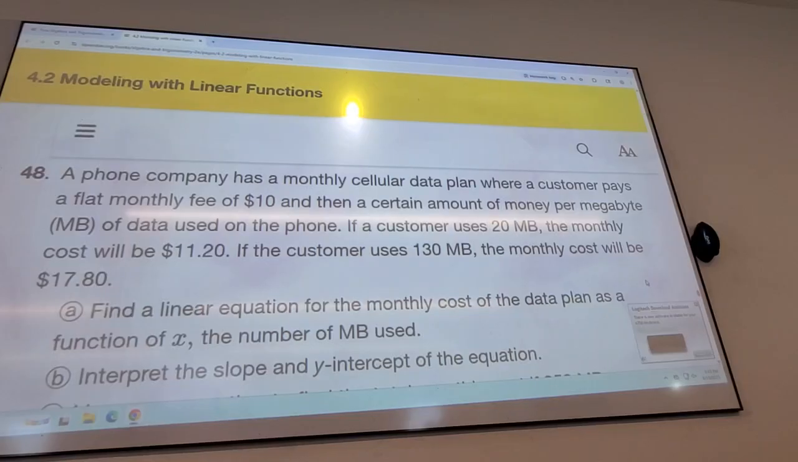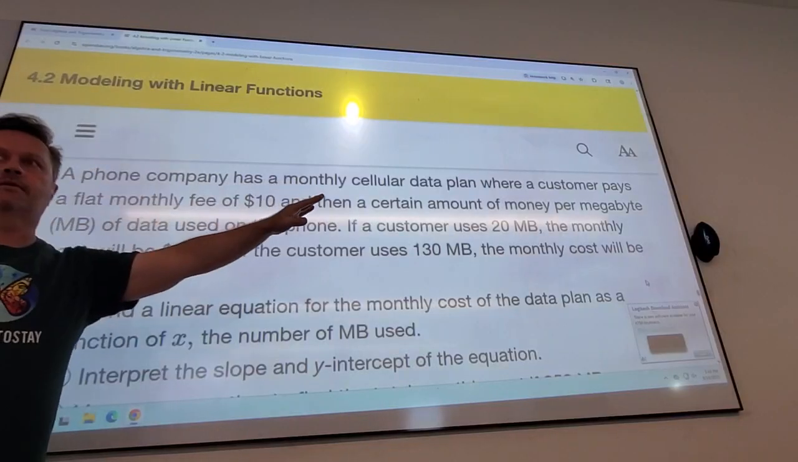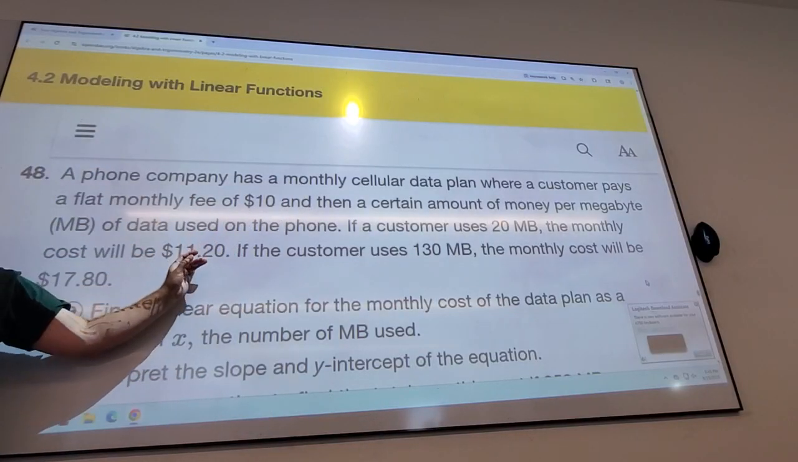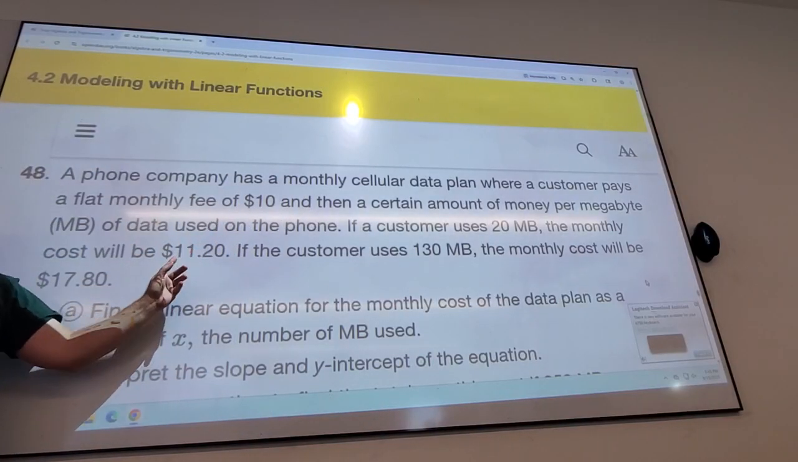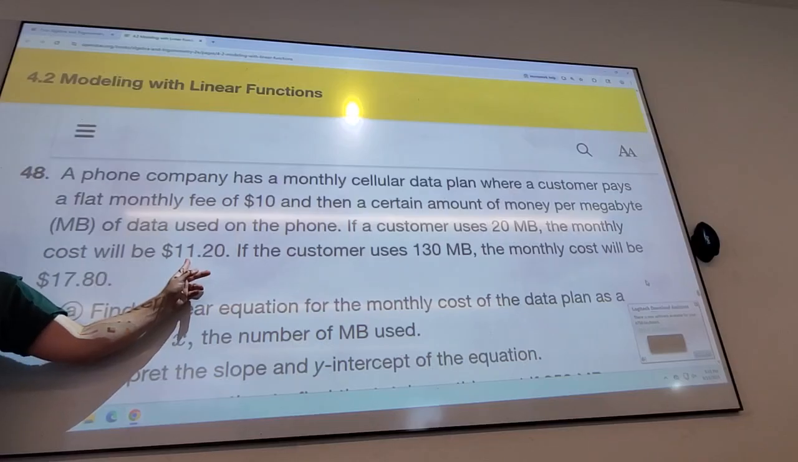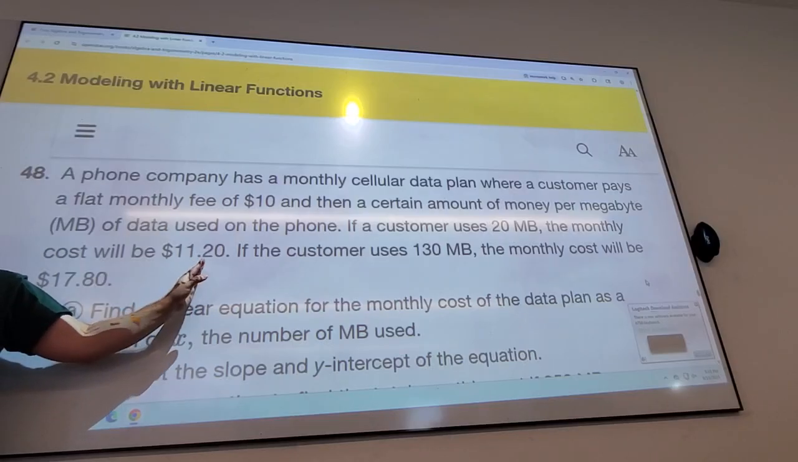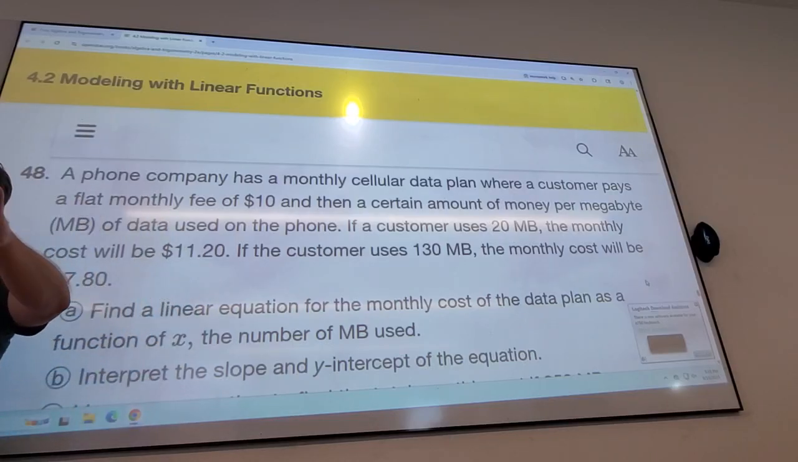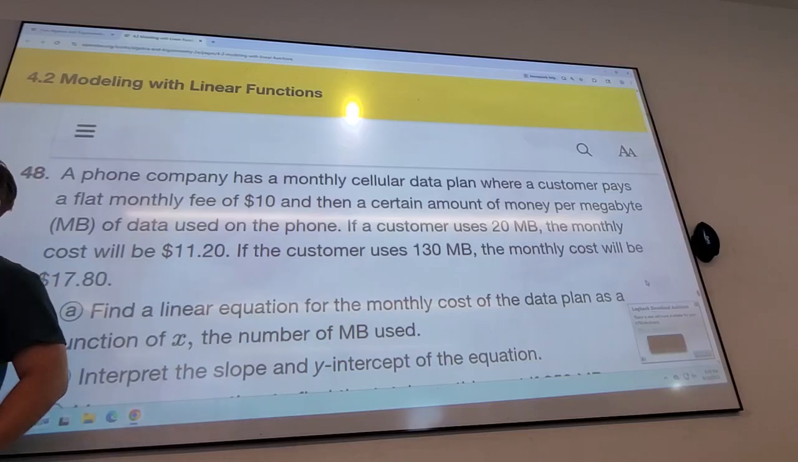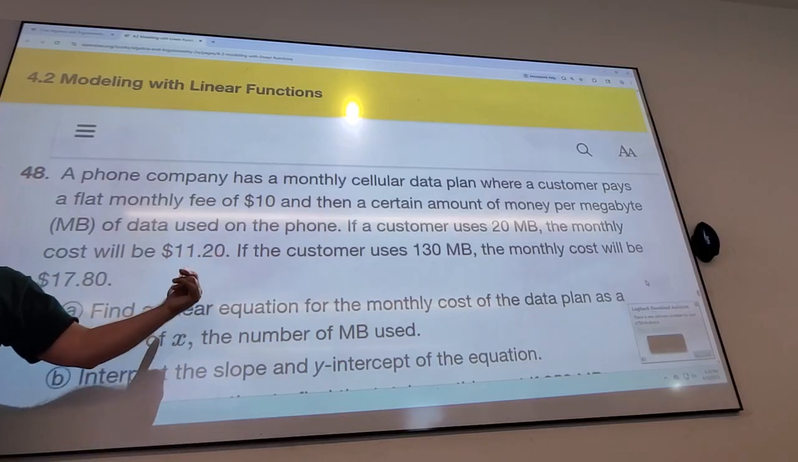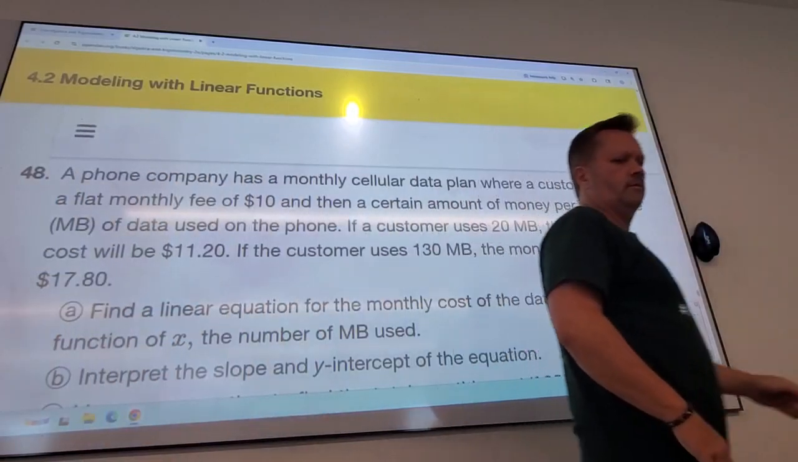What does a person pay? They pay $10 no matter what. So the person that used 20 megabytes paid $10 no matter what, plus what to get it to $11.20? $1.20. Now, do you have to drill down to that level to do this problem? No. What are the 2 points? Does anybody see 2 points?